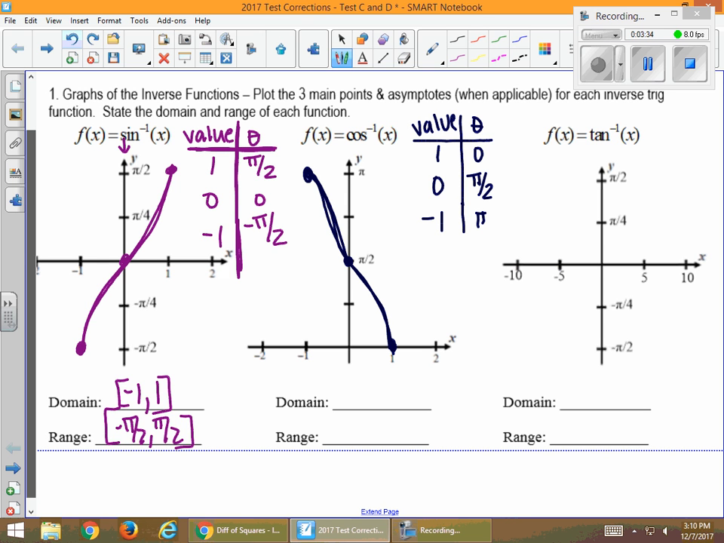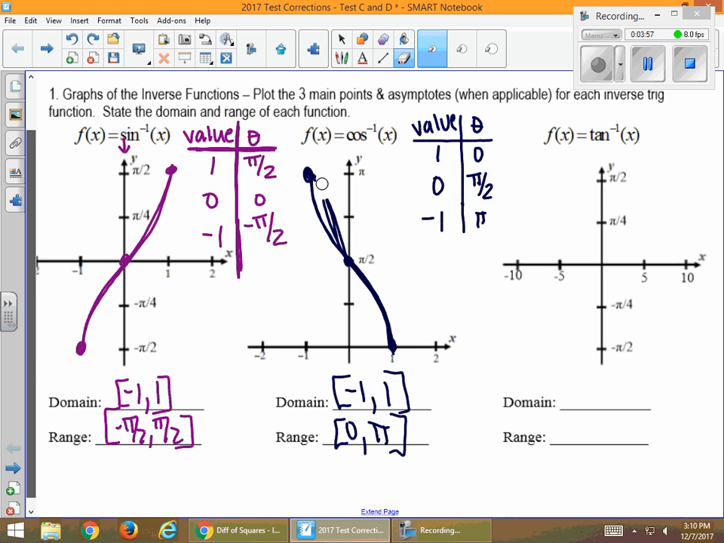So our domain here is negative 1 to 1, just like it was with sine. And our range is 0 to pi. Man, that graph is just fun. Oh, there it goes. I just needed to do it backwards. My concavity there was a little bit screwy. All right. Nothing wrong with it taking you a couple tries to get a problem going.